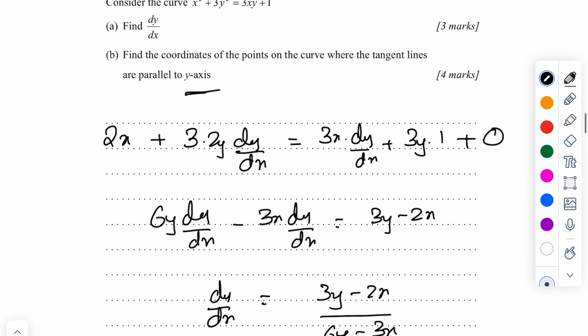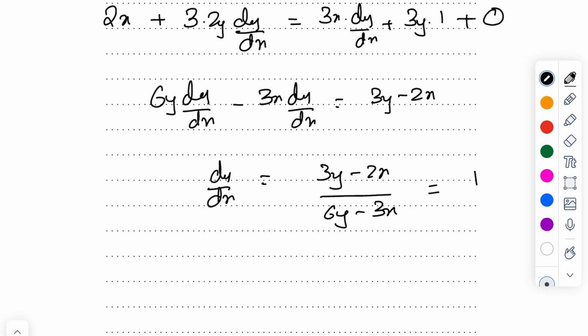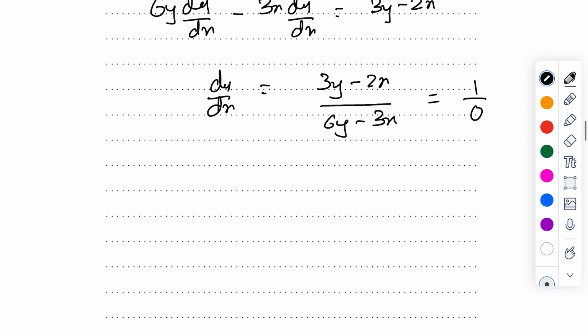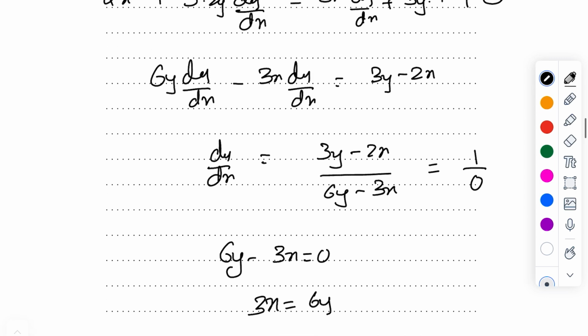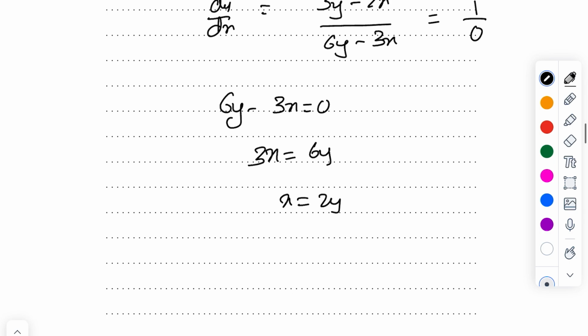Parallel to the y-axis means the gradient has to be 1 upon 0. That means the denominator 6y minus 3x should be equal to 0, so 3x equals 6y, so x equals 2y. Plug in x equals 2y in the original equation.